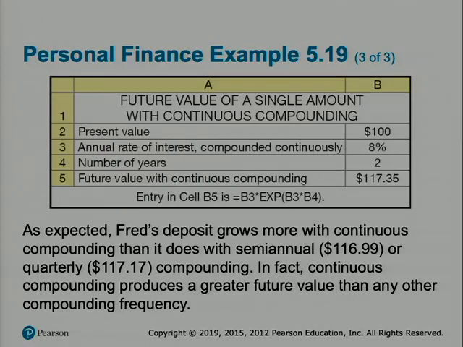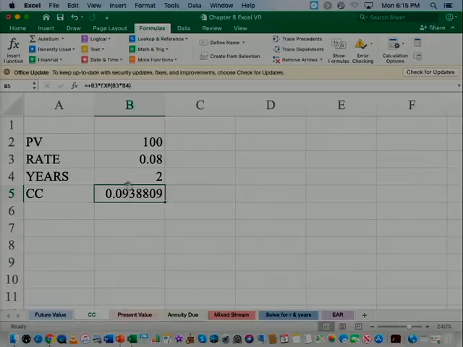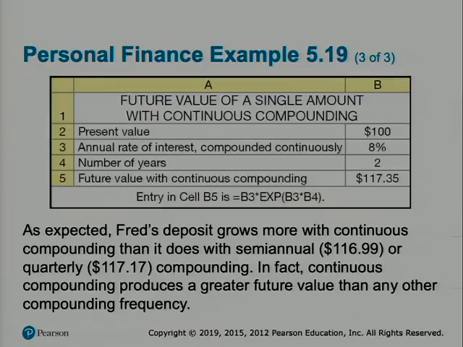Just write in like 2.178. No, I was trying to get Excel to work here. B5, B3 times EXP, B times 4. Right, what am I missing? Did anybody get this to work? You did? 117 is what the answer should be.